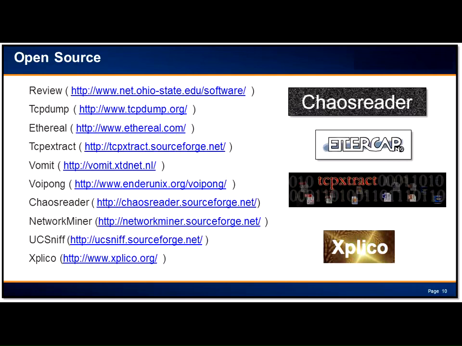The Chaos Reader, we reprogrammed a few times to do different things. It's a really neat two-page Perl script that does decoding of the data. And especially when you're dealing with the C&C channels, you will have to write something custom to decode that stream. You will not be able to do that otherwise.